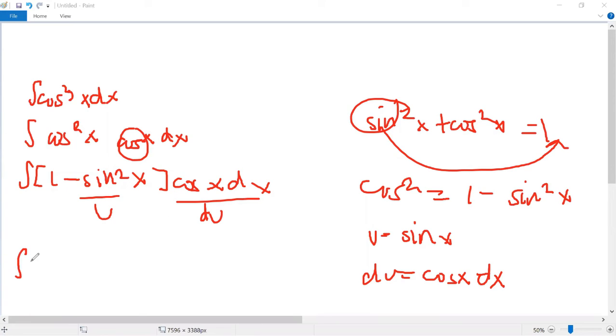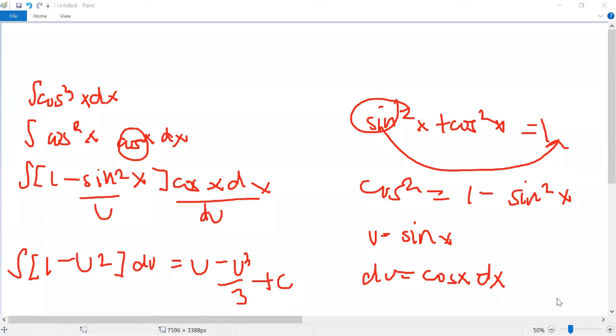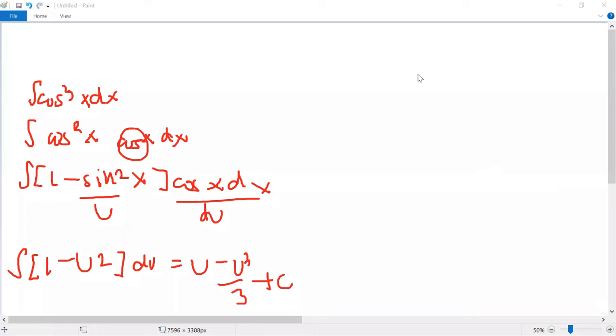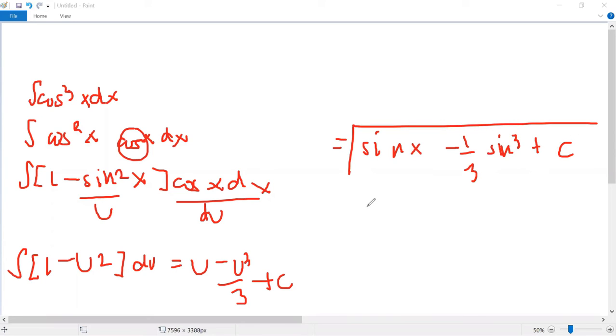So this becomes the integral of 1 minus u squared du. The antiderivative of 1 is going to be u. The antiderivative of u squared is u to the third over 3, plus c. Now our last step is to replace u with sine x. So our final answer is going to be sine x minus 1 over 3 sine to the third x plus c. So that's the antiderivative of cosine cubed.